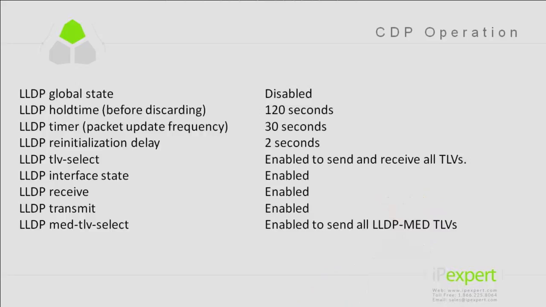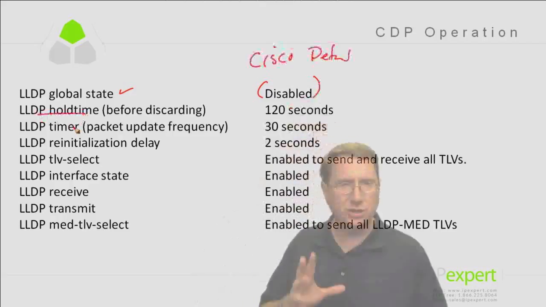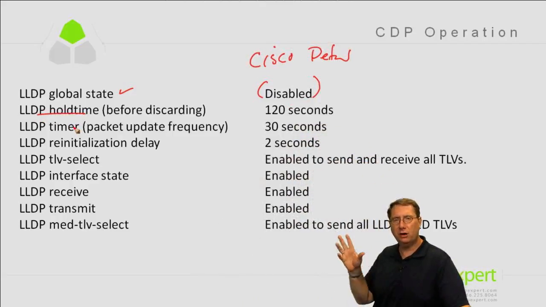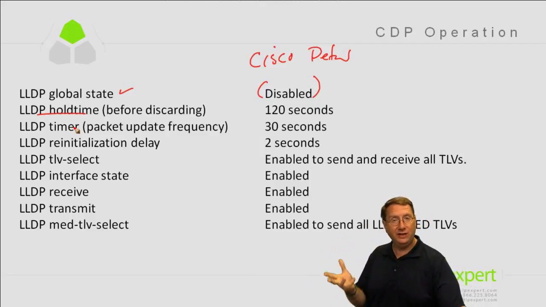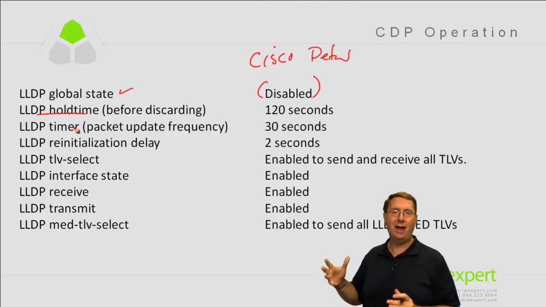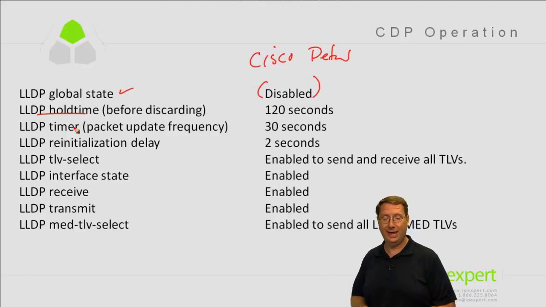So looking at this, we see that we have something referred to as the LLDP global state. Now, that global state is going to be disabled on Cisco devices by default. We have this hold down timer. Same operational definition as we had with regard to the hold down timer in CDP. If we do not receive a hello in that period of time, we're going to actually expire the entry that we have for that neighbor from our LLDP table.